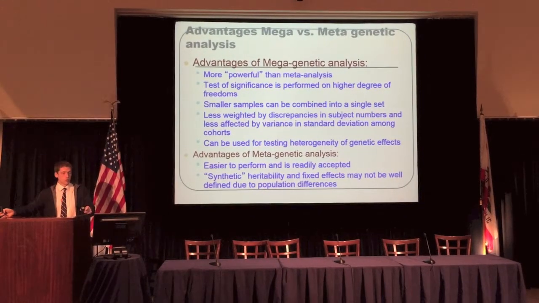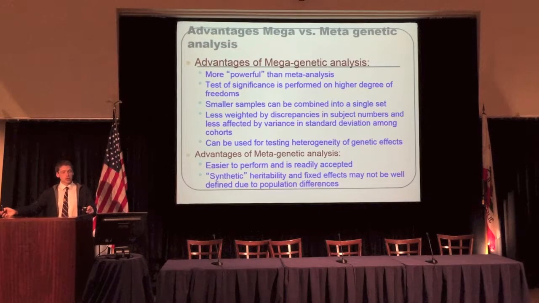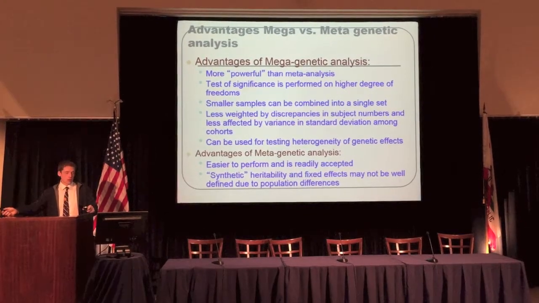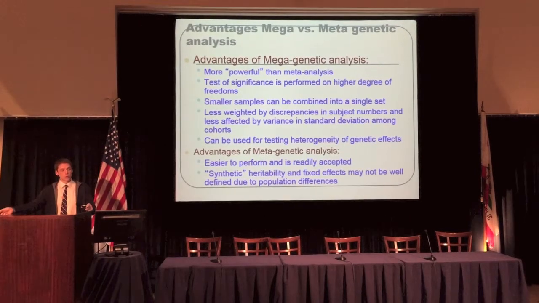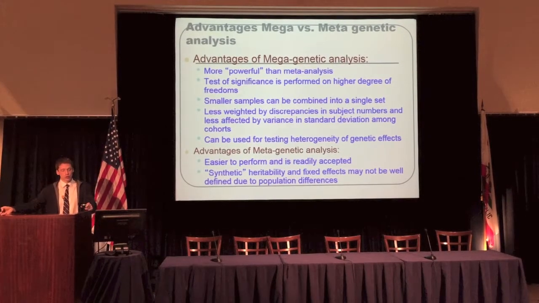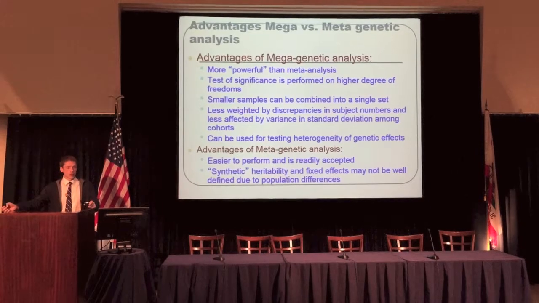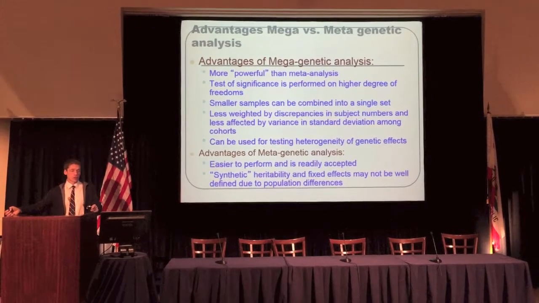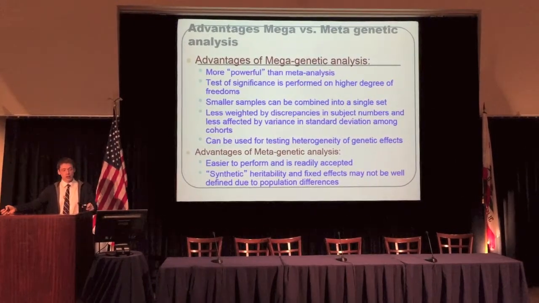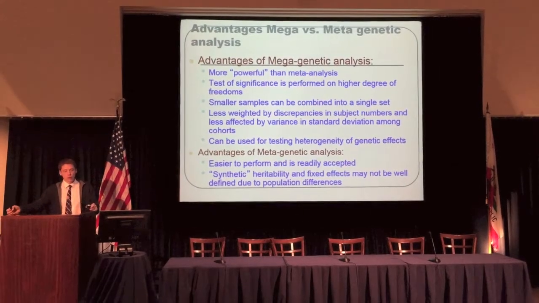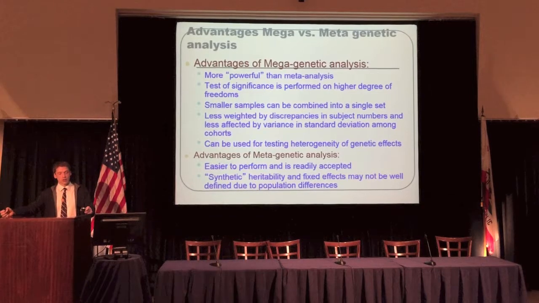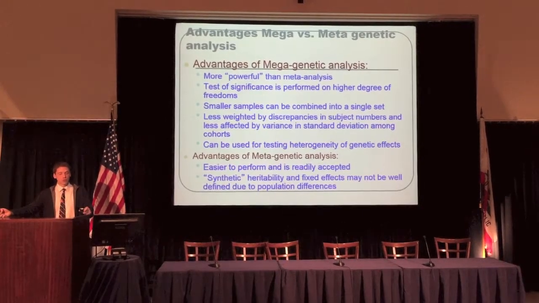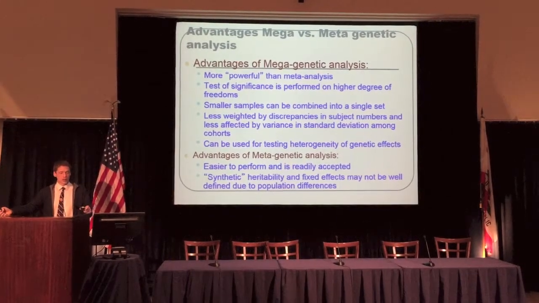And this can also be used for testing the heterogeneity of genetic effects. But as a part of this analysis, it also outputs the measurements that you can use for metagenetic analysis. And the advantages of metagenetic analysis are that it's easier to perform and more readily accepted for publication, because meta-analysis is basically the gold standard of multi-site studies.